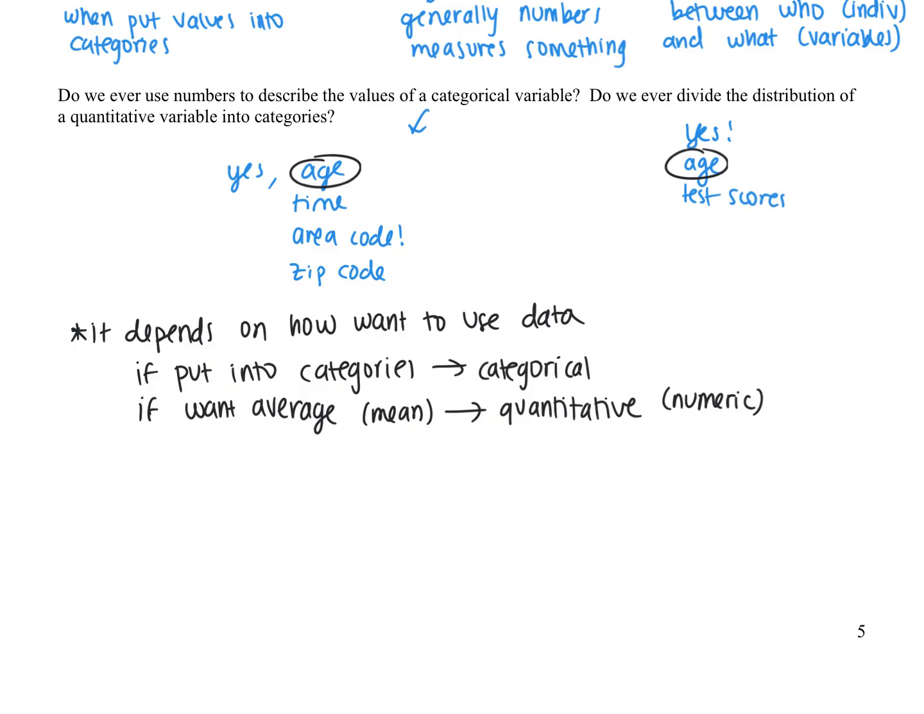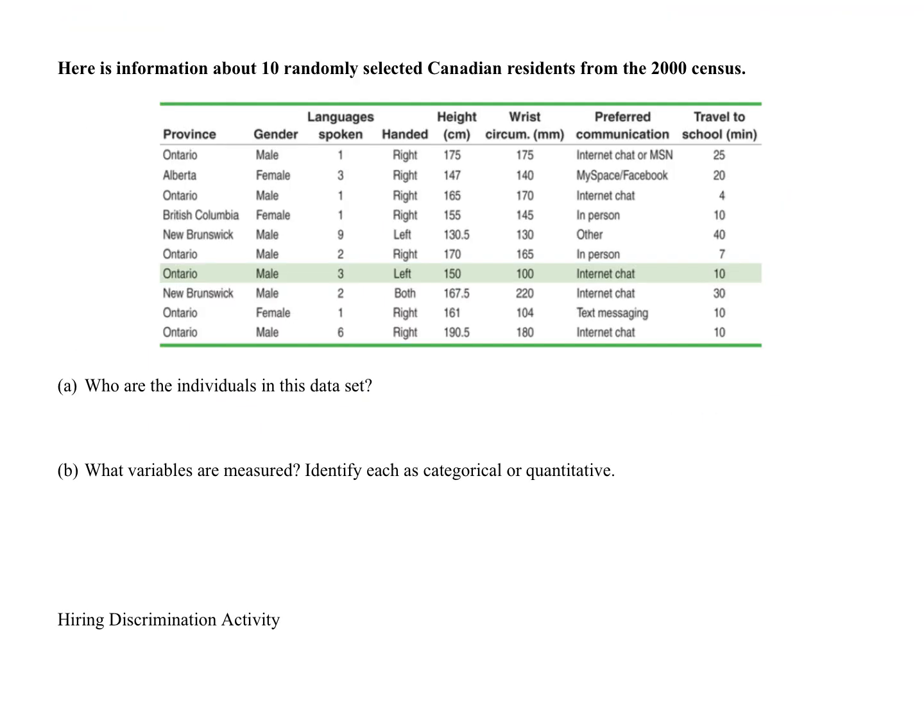Okay, on the next page, here's what you're looking at. You have this data table at the top, and it says this is information about 10 randomly selected Canadian residents from the 2000 census. What you are going to be doing with the person next to you in a minute is parts A and B, identifying the individuals, identifying the variables, and then telling me, are those variables categorical or quantitative?